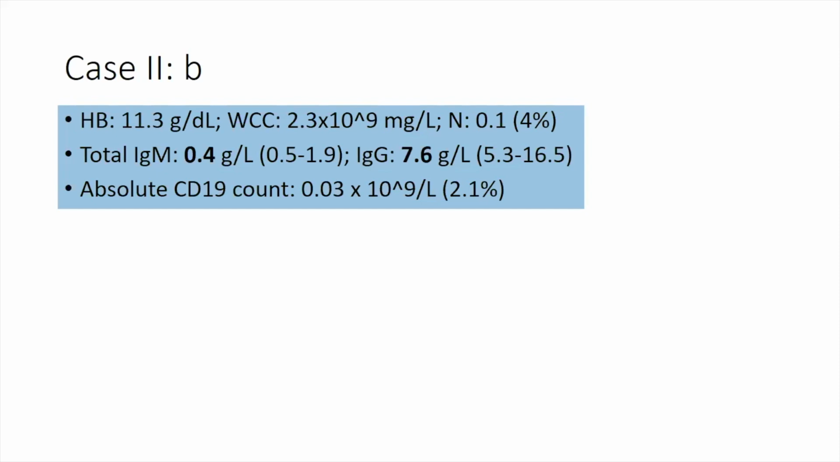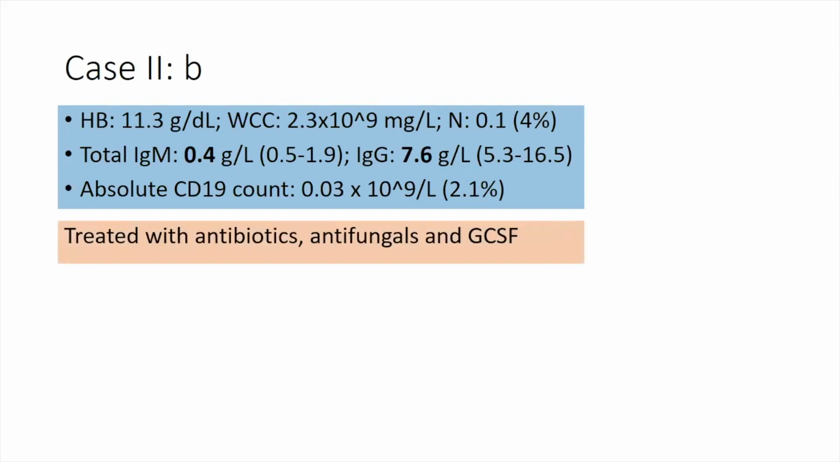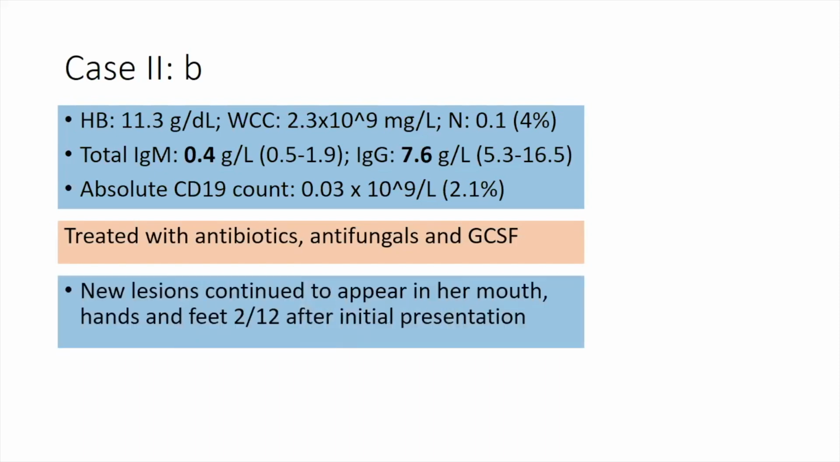And she was treated as neutropenic sepsis by her physician. She was given antibiotics, antifungals, GCSF. She improved. Her rash became better. So she was sent home. But she came back 2 months later with renewed lesions appearing in her mouth and her hands and her feet.